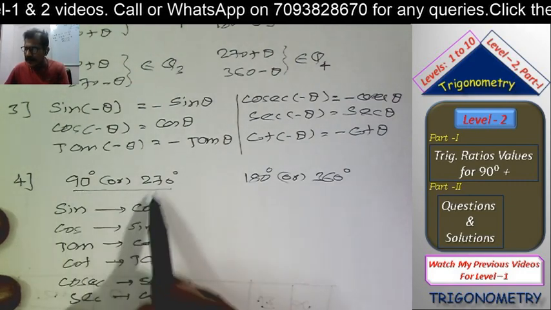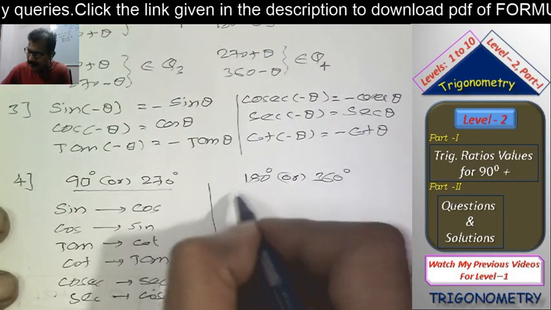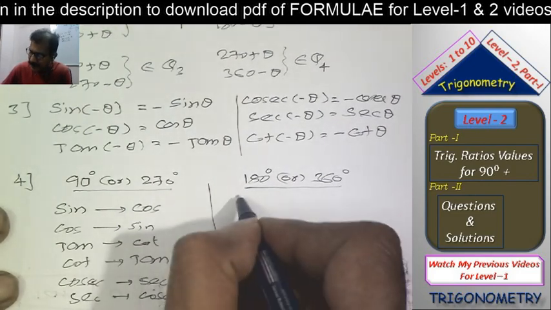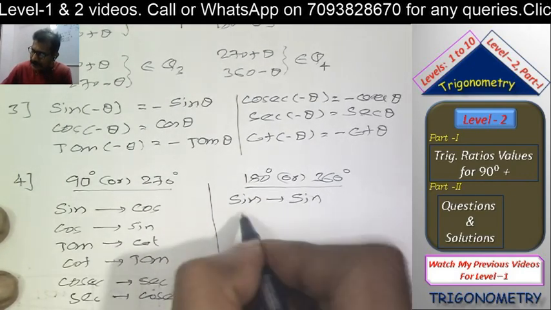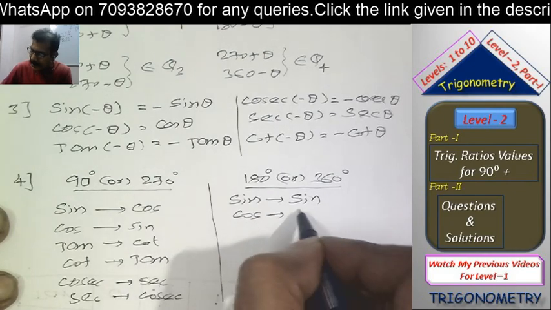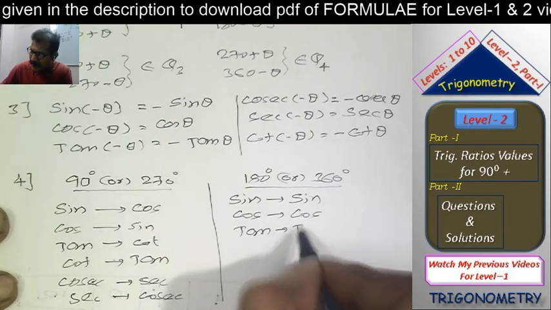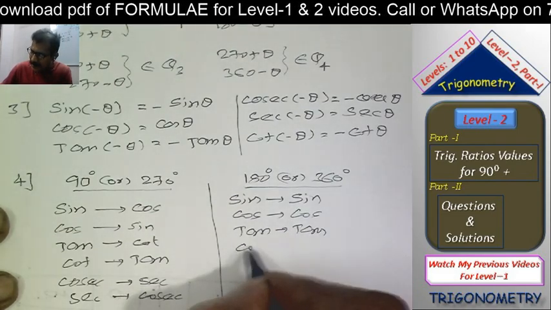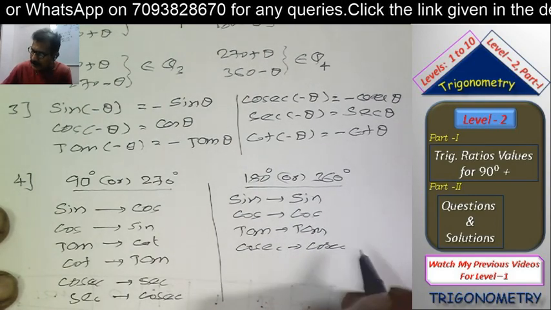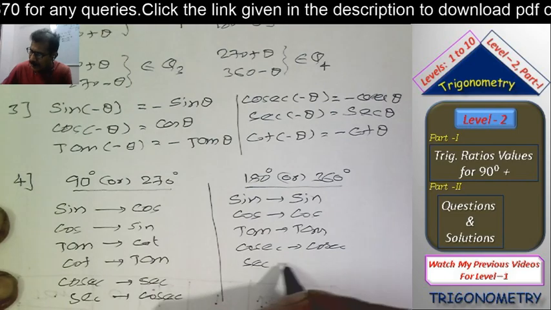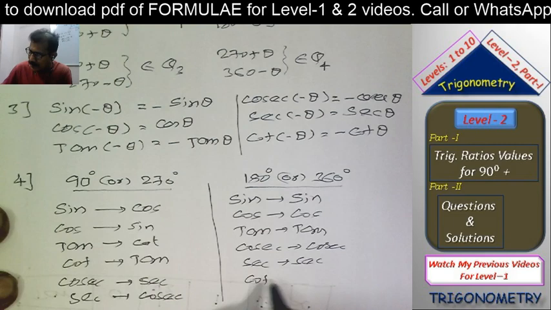For angle 90 or 270, the ratios change like this. In case the angles are 180 or 360, there is no change at all. So every ratio remains the same. Sine remains sine, cos remains cos, tan remains tan. Similarly, cosecant remains cosecant, secant remains secant, and cot remains cot.